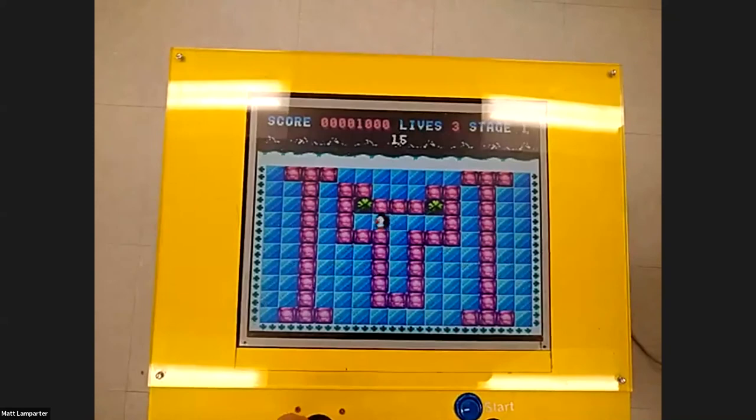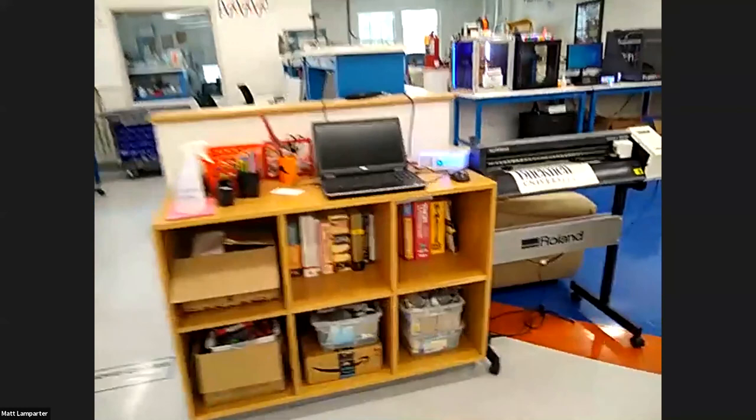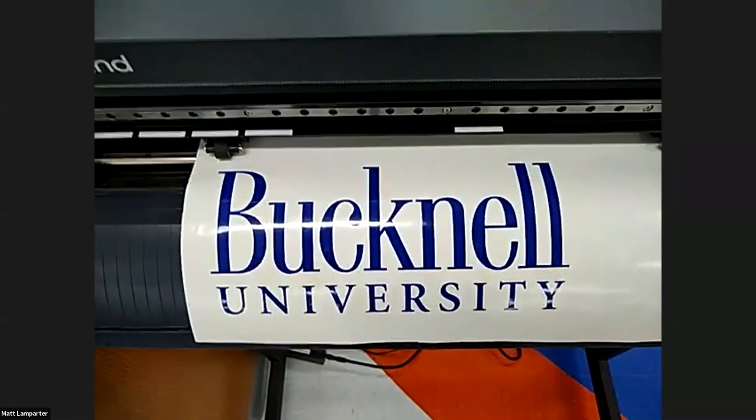So this was a fun little thing that came out of our makerspace. Moving around to the back here. One of the things that we've got is a vinyl cutter. A vinyl cutter will create stickers. So here you can see I made a nice little Bucknell University sticker.